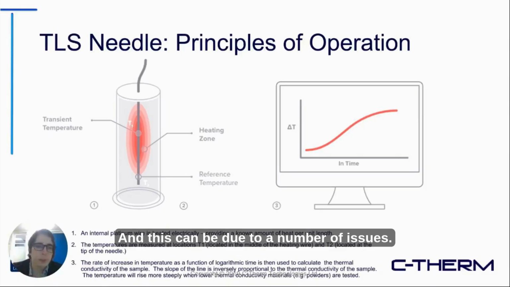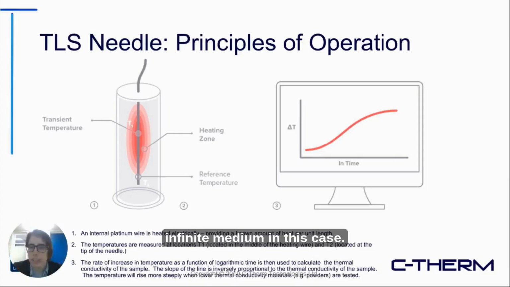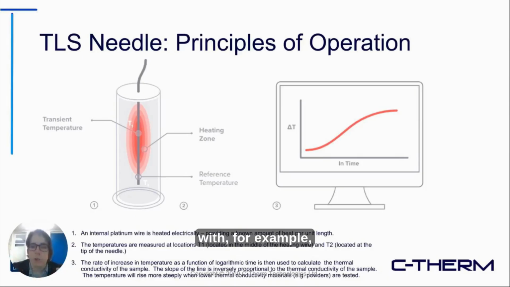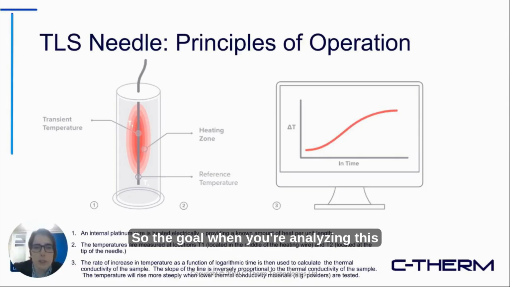Eventually, the plot will become nonlinear and begin to deviate from linearity again, and this can be due to a number of issues. The first is that perhaps the whole system is starting to approach steady state, because the ground is basically acting as an infinite medium in this case, so eventually it will begin to approach a steady state type of condition. Or it can be due to boundary effects if you're dealing with, for example, a core sample that you've taken. So the goal when you're analyzing this sort of data is to find that linear section and analyze it to get good quality test data.